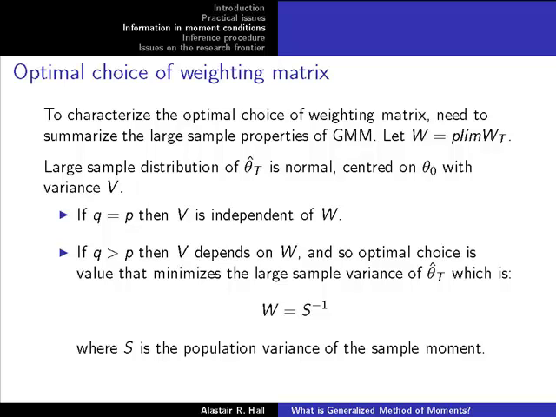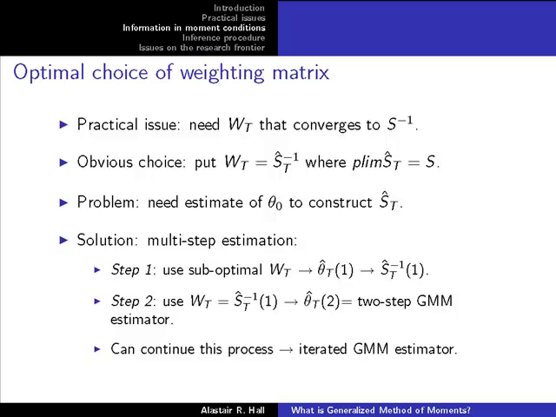Now, as we step towards implementing that, a few issues come up. So first, W, as you may recall, was a limiting value for the weighting matrix. So the first practical issue is how can I get a W_T that will converge to that limit? I want a W_T that converges to the inverse of that variance. Now, since it's a variance, we know how to consistently estimate variances. The natural thing to do is to come up with a consistent estimate of that variance, take its inverse, and use that as the weighting matrix.